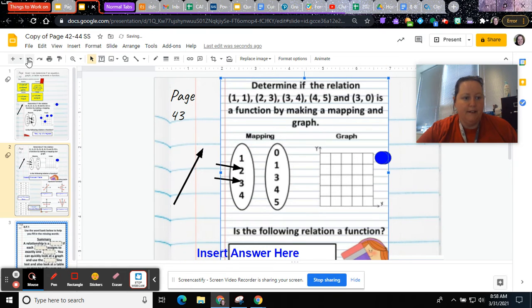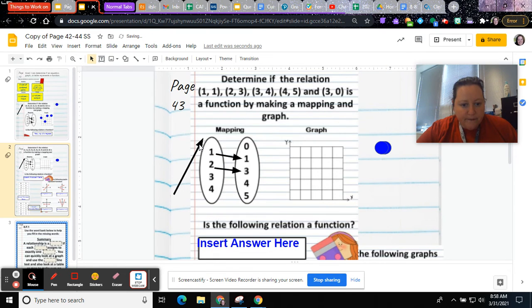I did not hit the right thing. Yay for the undo button. So 3, take that down to 4. Then 4 goes to 5, and then we have (3, 0). So 3, bring this one down to 0.